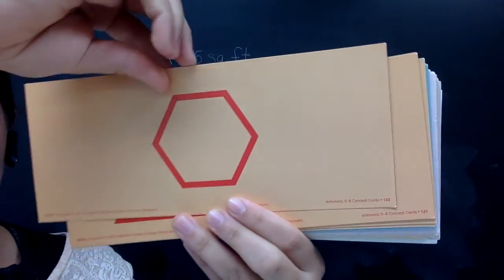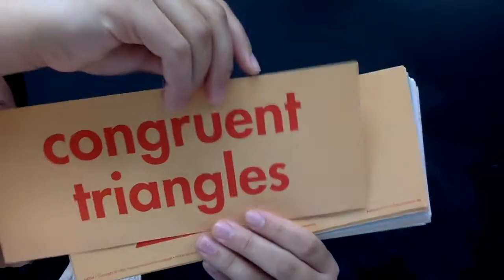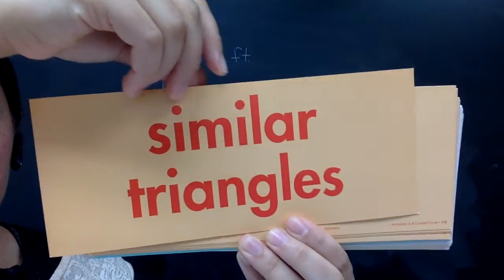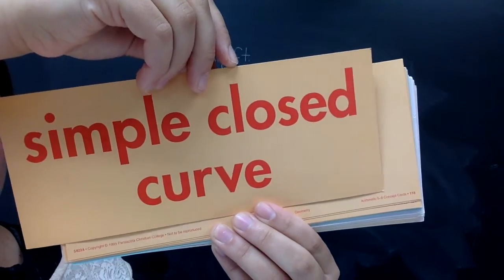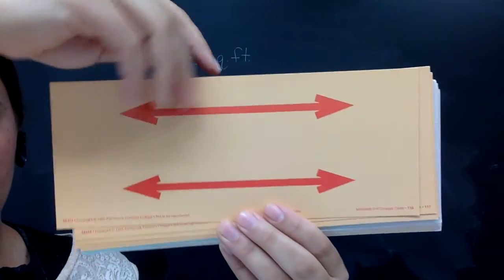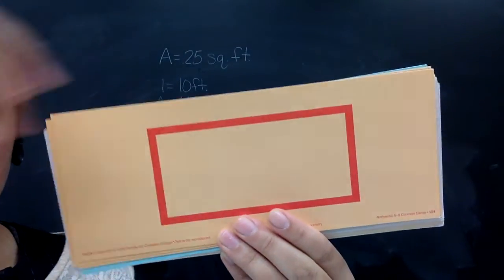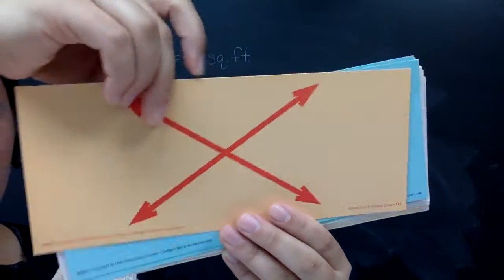Parallelogram. Polygon. Congruent triangles. Similar triangles. Simple closed curve. Parallel lines. Perpendicular lines. Rectangle. Line. Intersecting lines.